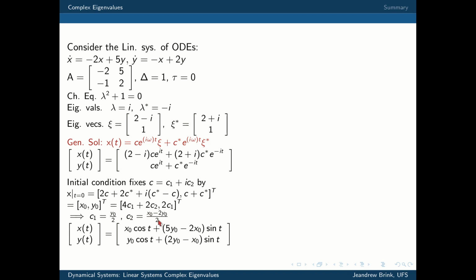And that then permits us to put that back into our general expression and simply find a general solution for x and y in terms of t. And we see that it is simply x0 cos t, y0 cos t, plus this linear combination of x0 and y0 times sine t. And if you were to go back and compare this to the formula we derived on the previous slide, you'll see it's exactly the same.